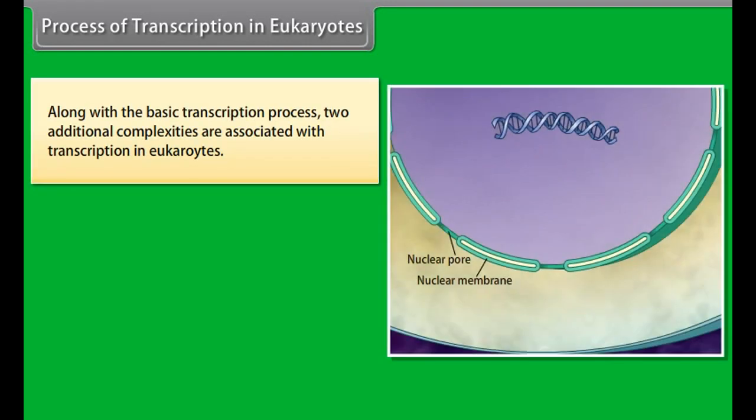Process of transcription in eukaryotes. Along with the basic transcription process, two additional complexities are associated with transcription in eukaryotes.